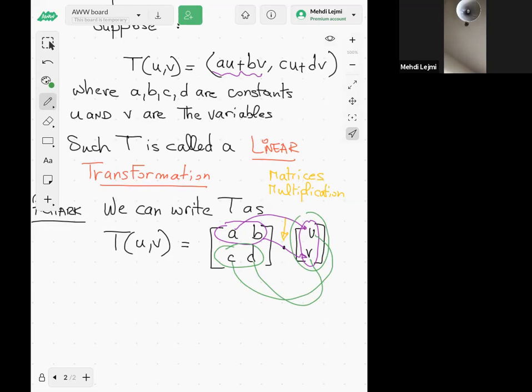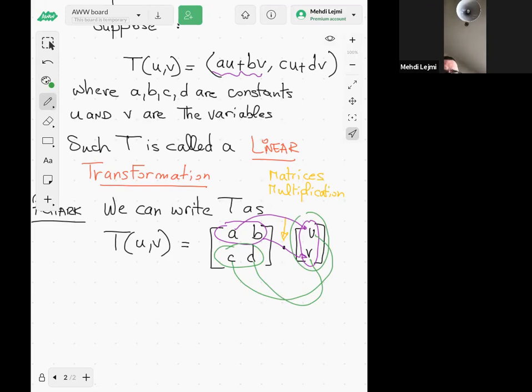Anyway, it's just for your information, guys. We are not doing linear algebra here. I'm just saying why this is called a linear transformation. It's because you can write it as some matrix times your variables.